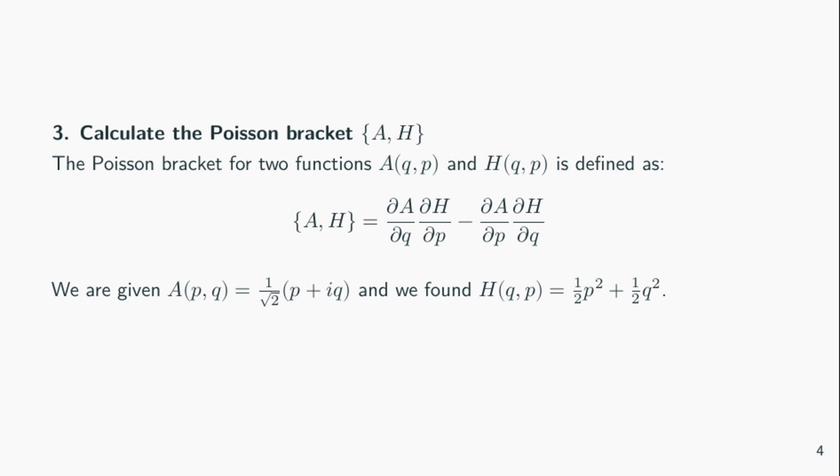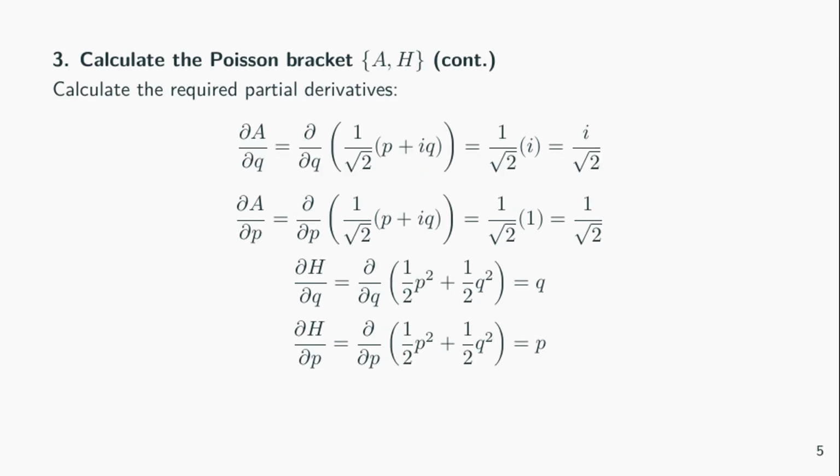To compute the Poisson bracket, we'll need to calculate all 4 of these partial derivatives. Let's calculate the required partial derivatives, one by one. First, the partial derivative of A with respect to q. That's the partial derivative with respect to q of 1 over the square root of 2 times P plus iota q. Since P is independent of q, its derivative is 0.